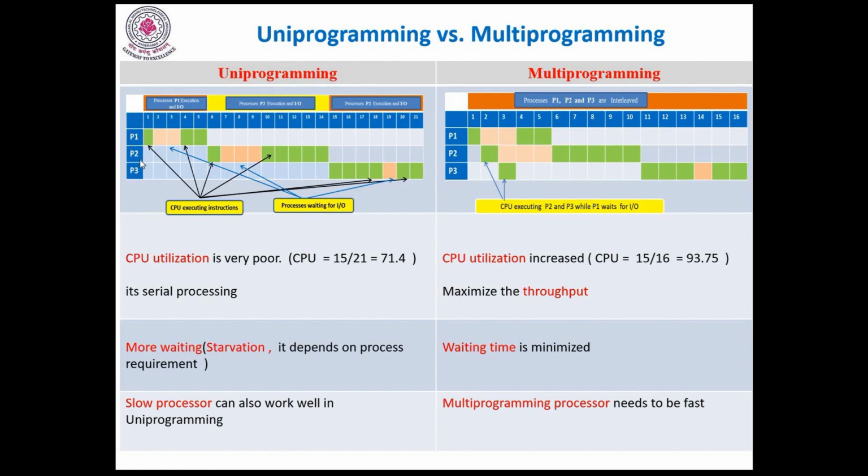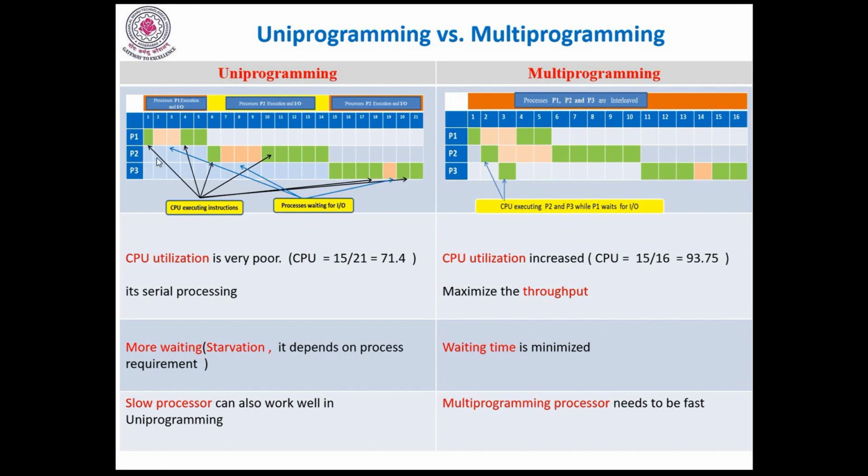There are 3 processes. So the total amount of time for completion of all these processes is 21 milliseconds. Whereas in the multi-programming, for completion of all these 3 processes it is 16 milliseconds. So uniprogramming is taking more time for the same set of processes, whereas in the multi-programming it is taking less time. Let us find the CPU utilization.